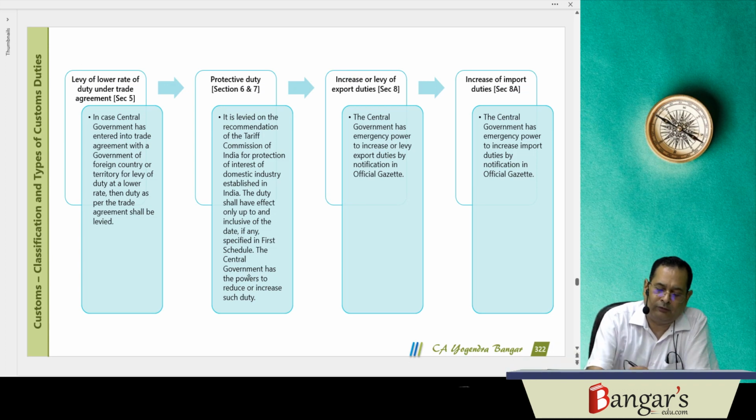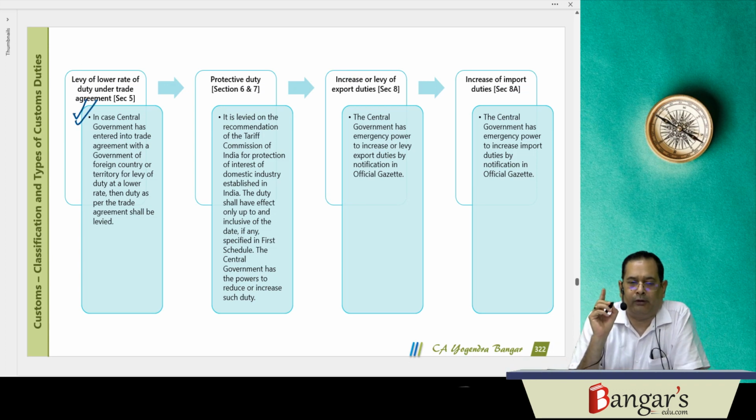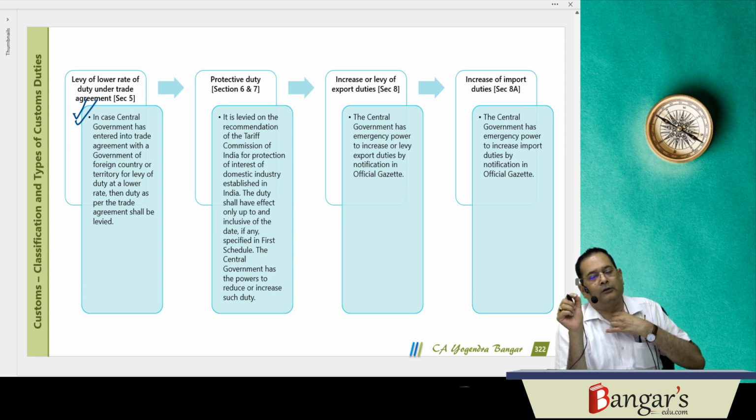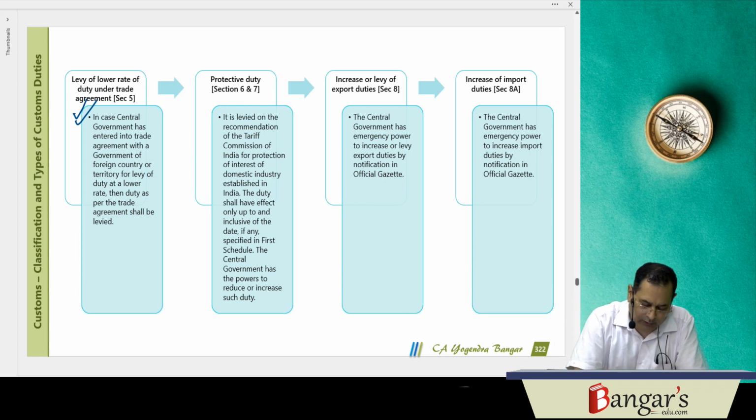Now section 5 is levy of lower rate of duty under a trade agreement. Say the Government of India has entered into a trade agreement with any particular country or territory, and goods are imported in accordance with the trade agreement. Then duty as per the trade agreement is to be levied, and here the decision of the Central Government will be final on whether the trade agreement applies to a particular country or territory or not.